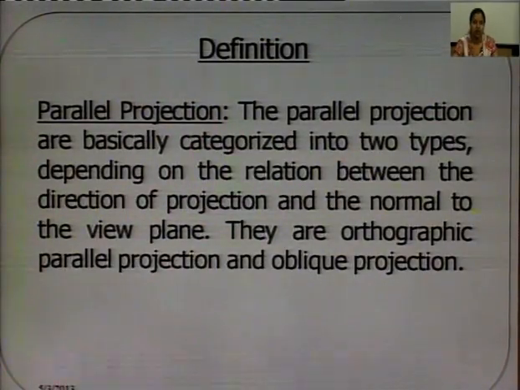Then comes the parallel projection. Parallel projections are basically categorized into two types depending upon the relation between the direction of projection and the normal to the view plane. They are orthographic parallel projection and oblique projection.